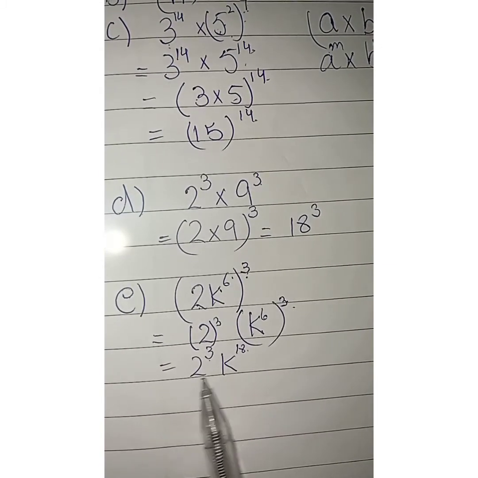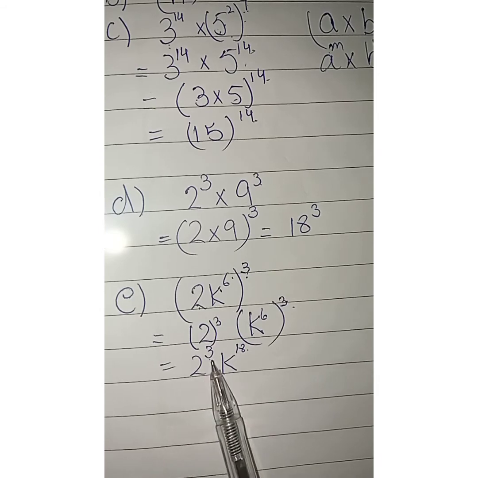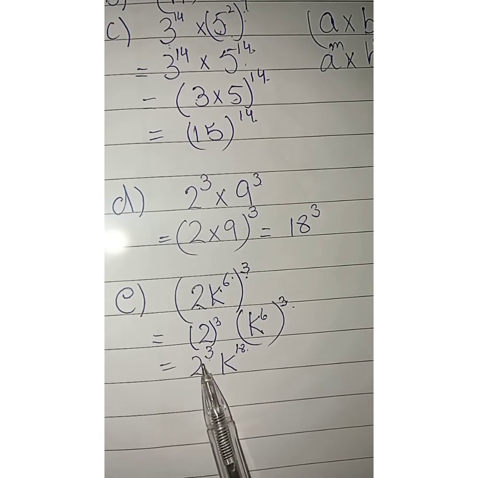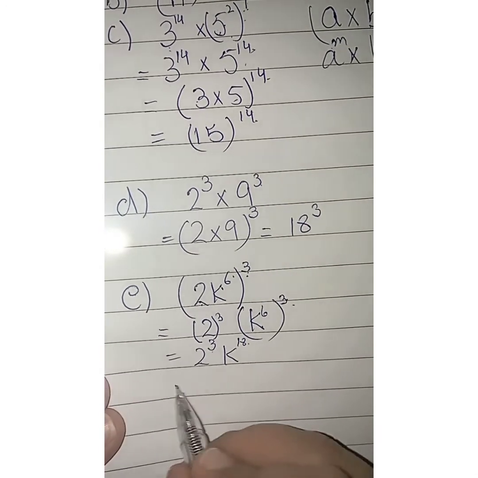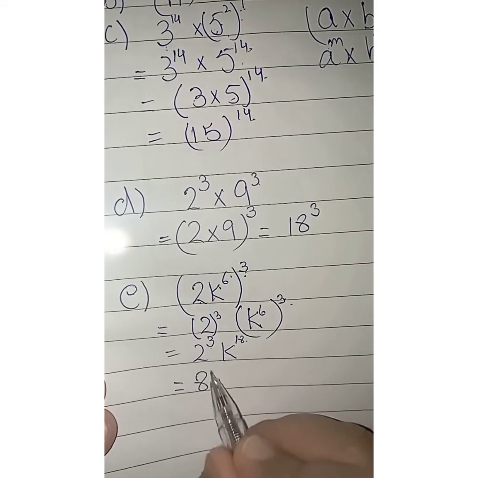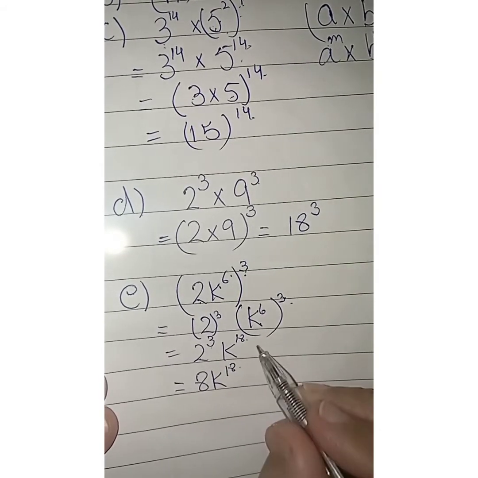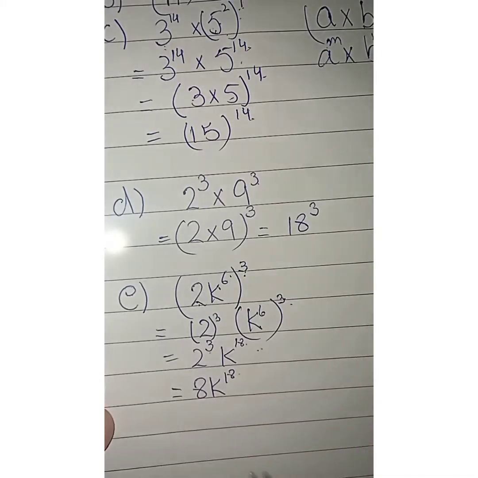If there is a question in which there is a simple index or simple power, like a cube, you can simplify further and write 8k^18. But even up to here the question is simplified.